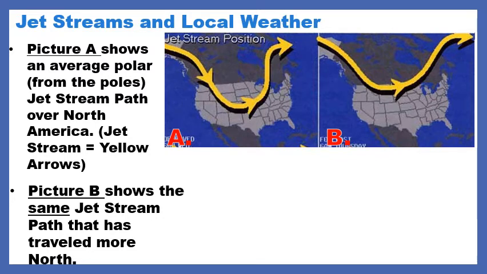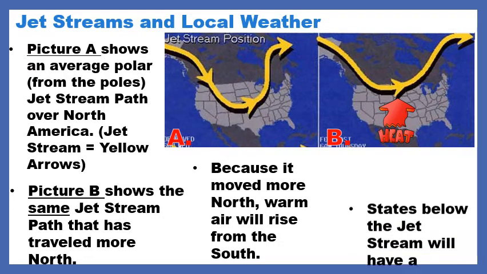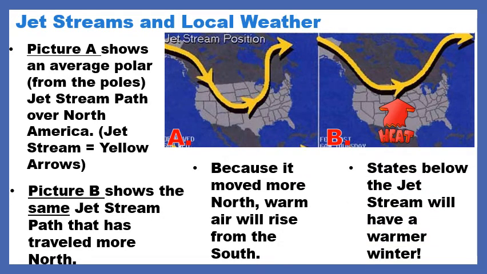So what's going to happen? Well, because it moved north, the warm air will rise from the south. So what do you know about the south? Something nice about the south is that it's warm. So all of a sudden that icy line of polar air has moved up more, and all that warm air from the south is also going to travel up. What that's going to do is the states that are below the jet stream are going to have a warmer winter, because all of that hot air is coming in from the south.